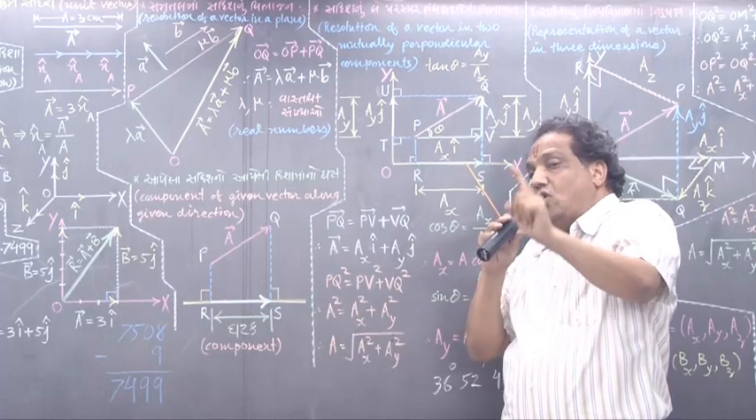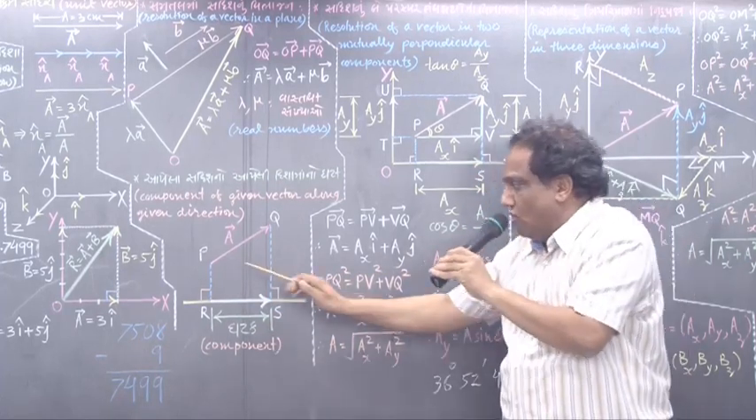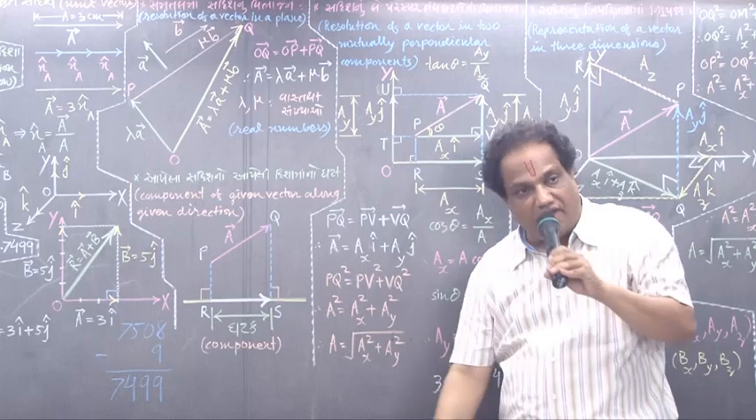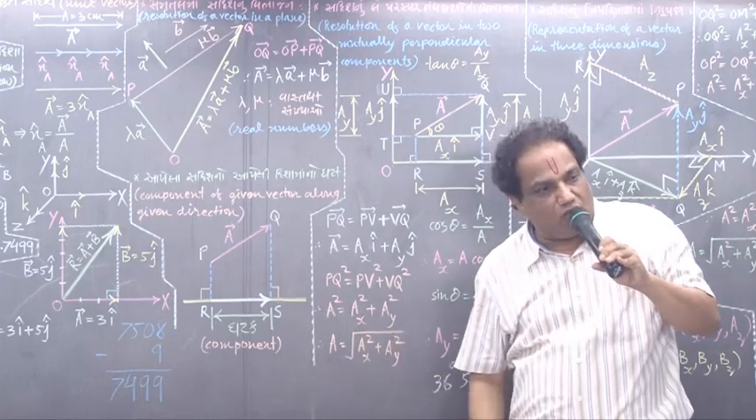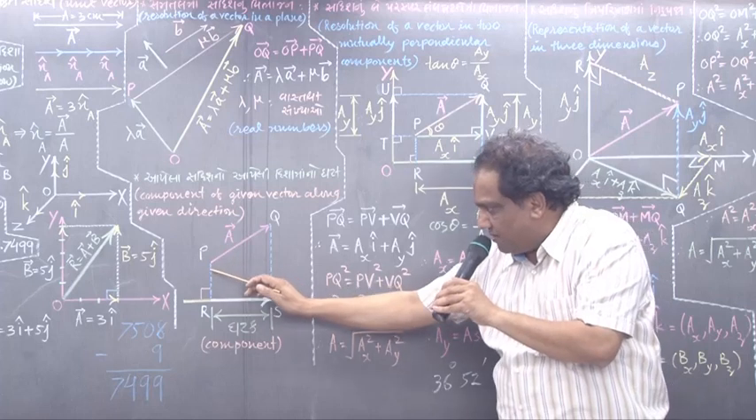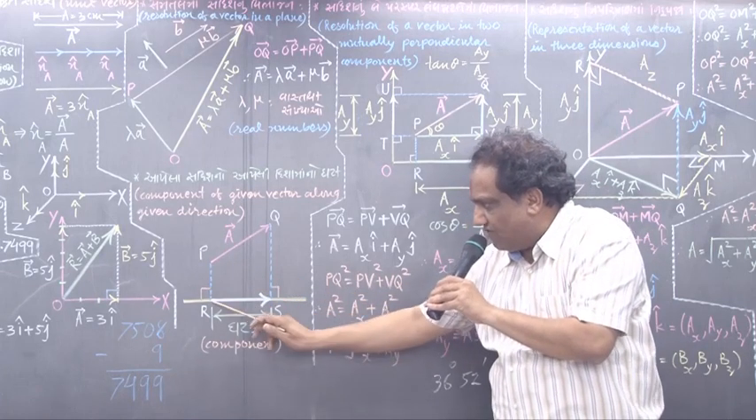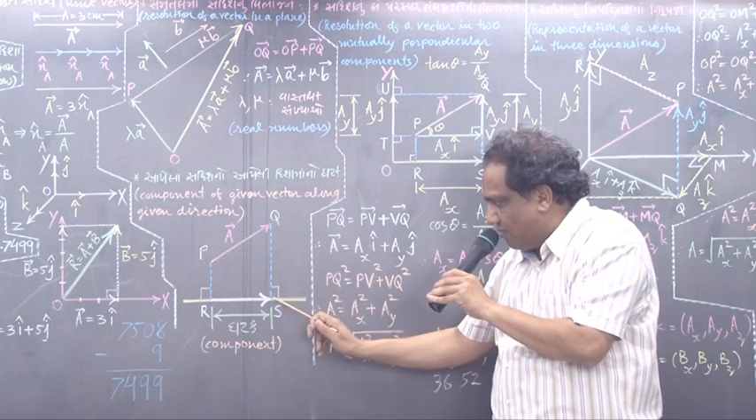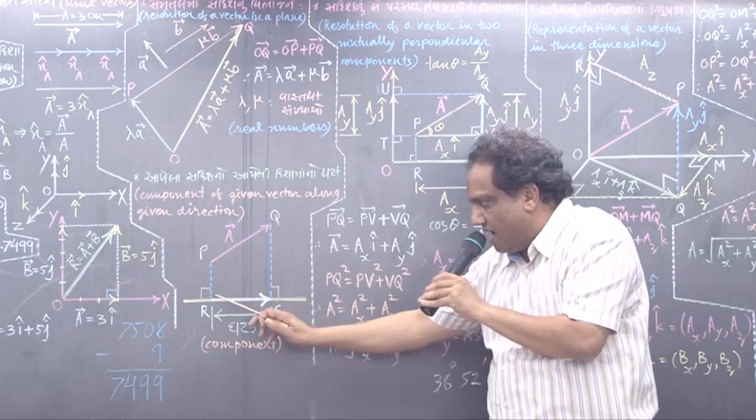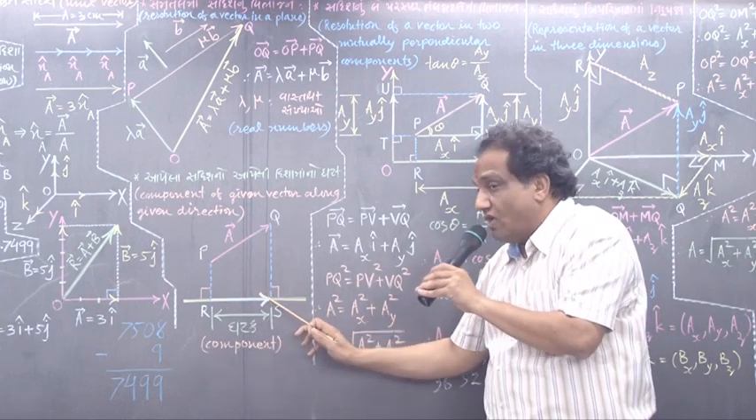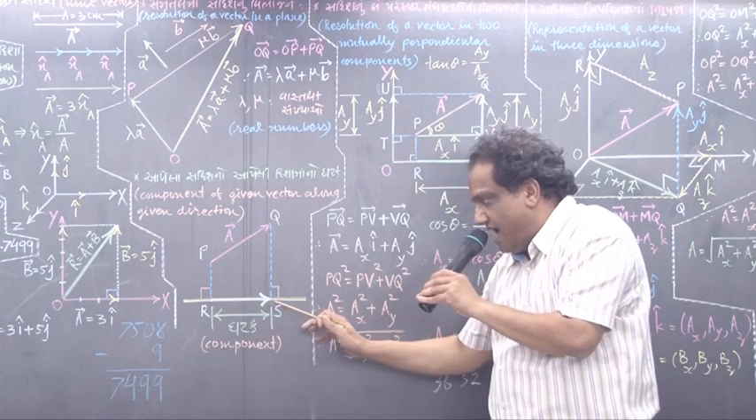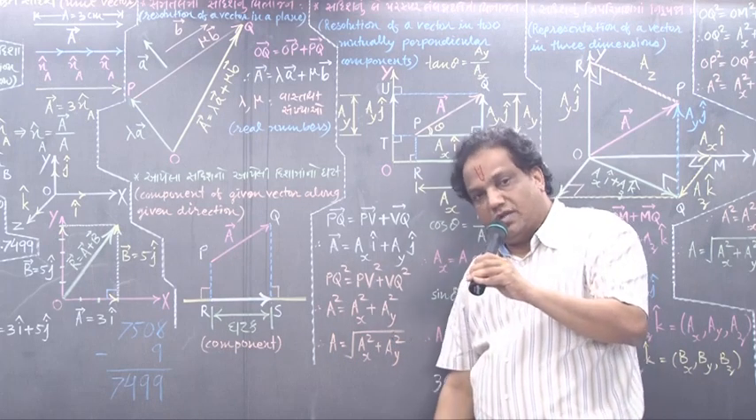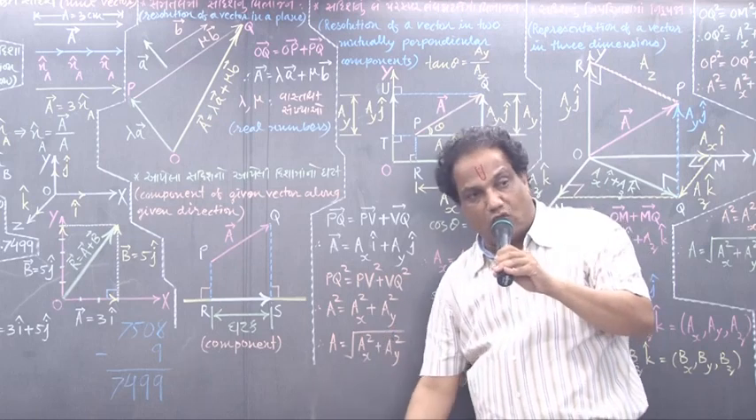To find out that component, all you have to do is draw perpendiculars from the tail and from the head of the given vector onto the given direction. Draw one perpendicular here, this is a right angle. Call the foot of the perpendicular R. Draw one perpendicular here, this is a right angle, and call the foot S. From R to S, this length RS gives you the component. It is also called projection.